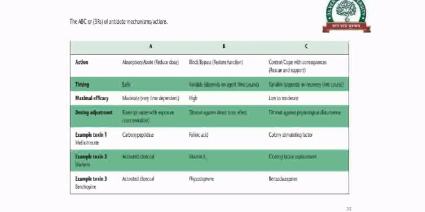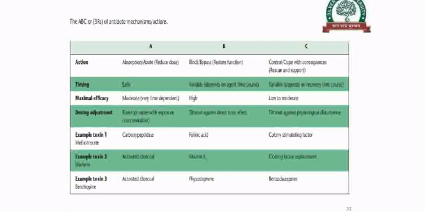Second is by restoring the function. That means, for example, folinic acid and vitamin K, which will act as a receptor binding site and cause the drug to be ineffective. Next is to rescue and support. For example, clotting factor and colony stimulant. These are the factors to be considered when we are taking care of patients with toxins.